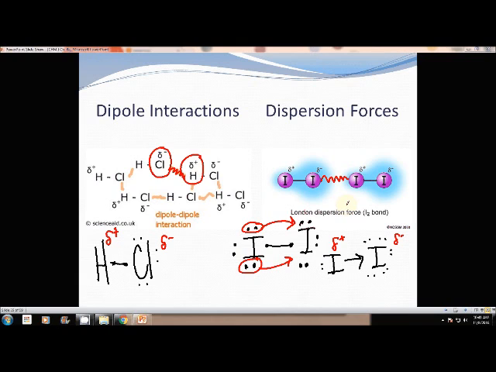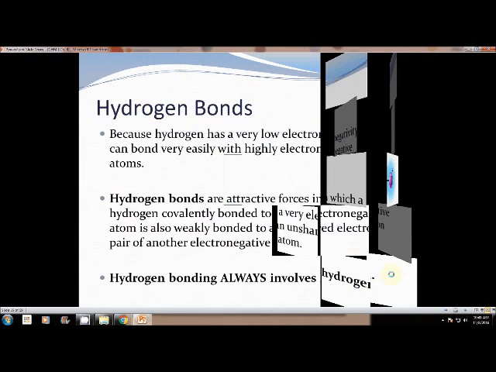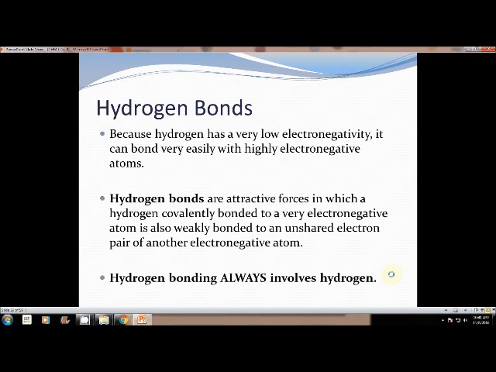So for dipole-dipole, when you have a polar molecule, look for the slight charges in the picture. For London dispersion, you have to think about what it was originally, and when it was originally drawn, is it polar or non-polar? If it's non-polar, chances are it's dispersion. So those are 2 out of our 3 types of intermolecular forces. The third type is called hydrogen bonding. Hydrogen bonding is the easiest to spot because if you have hydrogens in the compound, then it's hydrogen bonding.